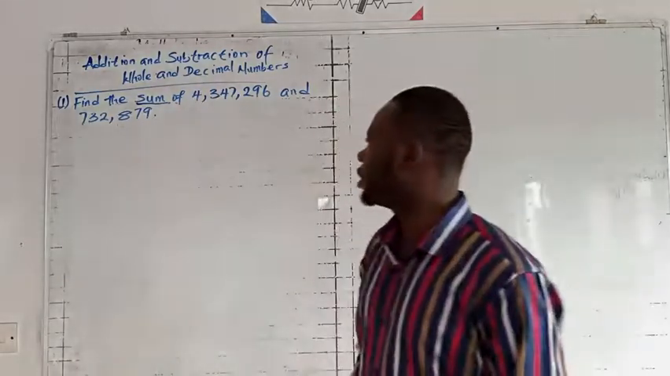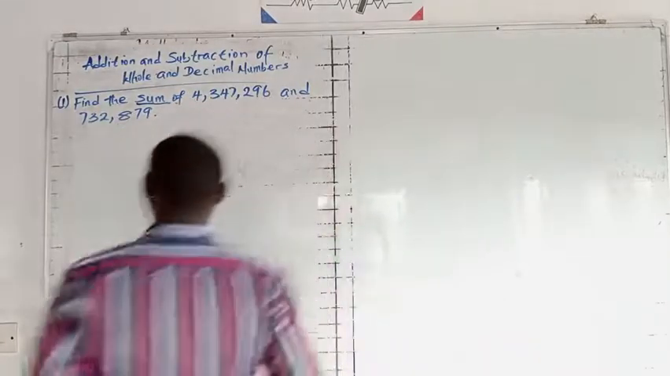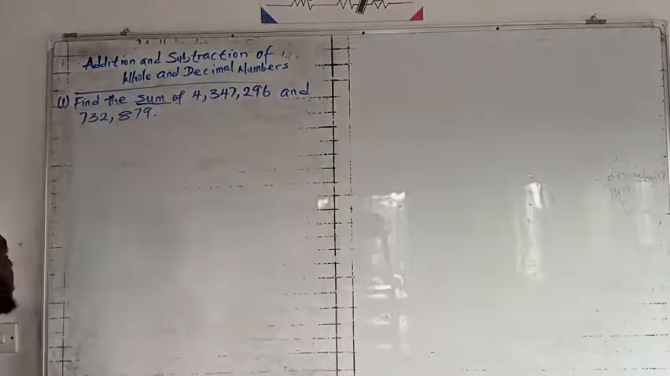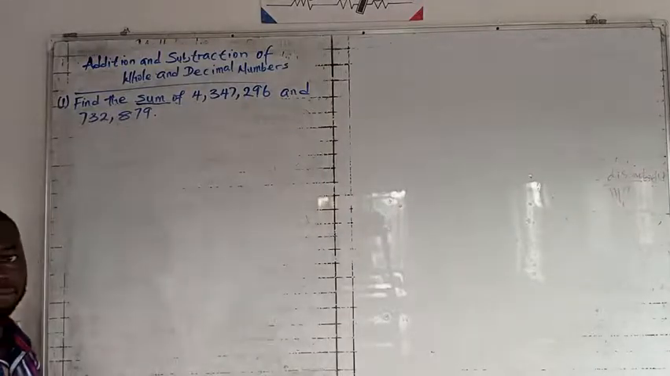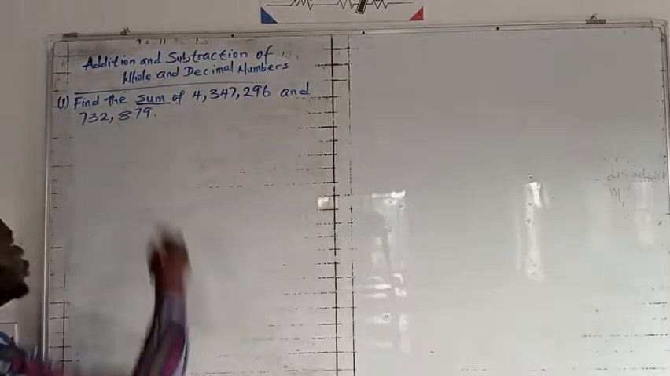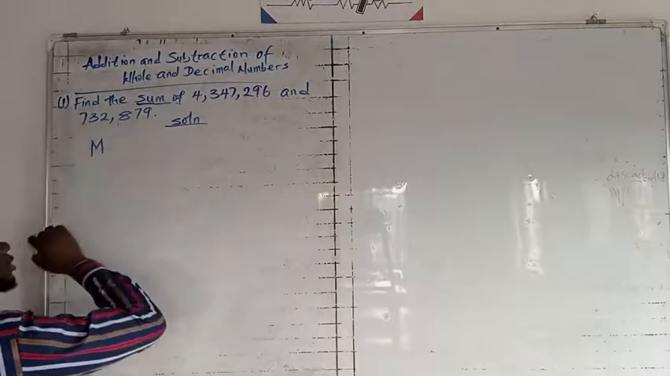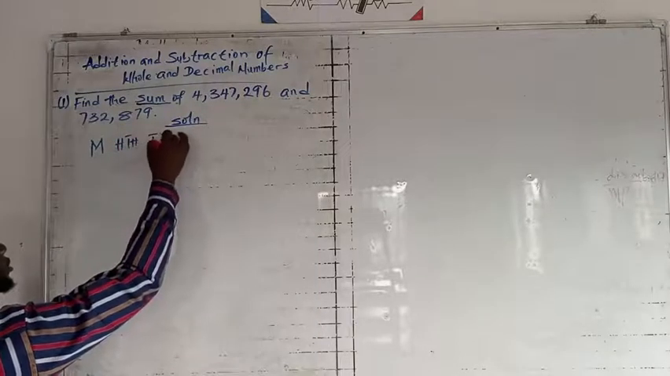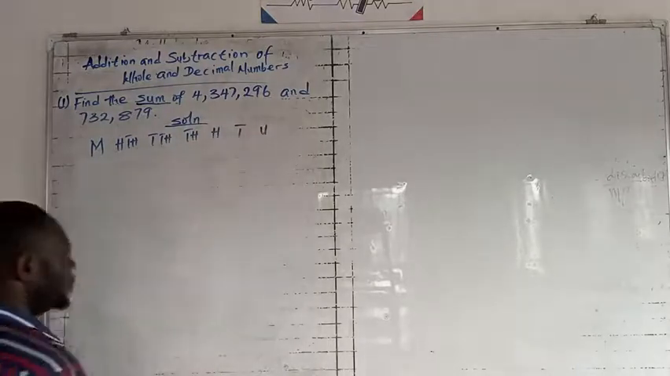And we are going to use our place value system in adding these numbers. Now, since the question says find the sum of 4,347,296 and 732,879, it means that the highest place value in these two numbers is million. So, solution. Let's bring out our place value system: million, hundreds of thousand, tens of thousand, thousand, hundred, tens, and unit.